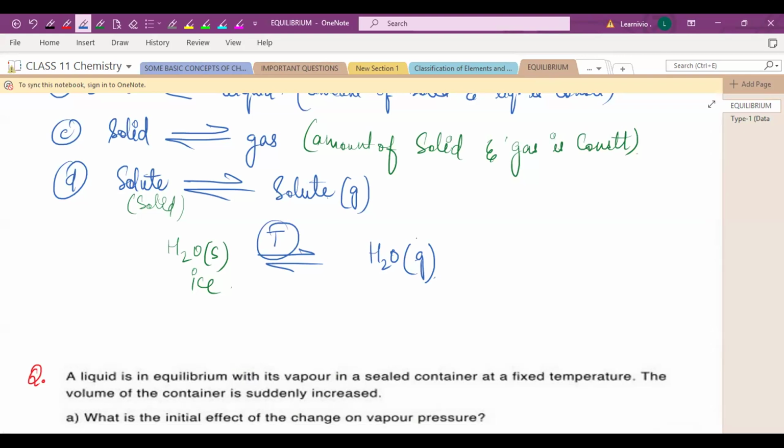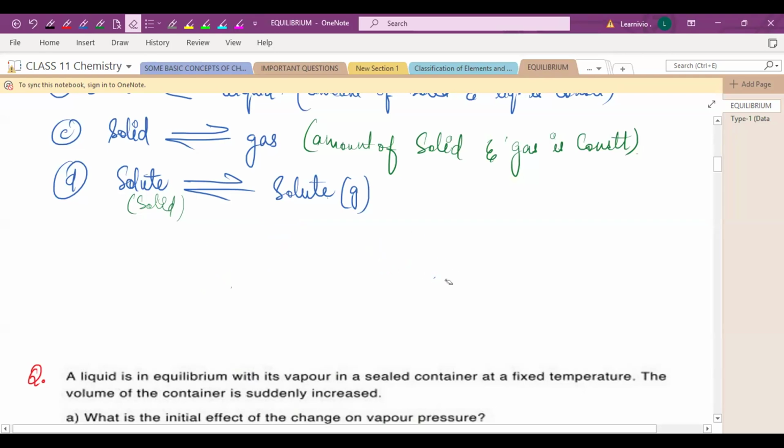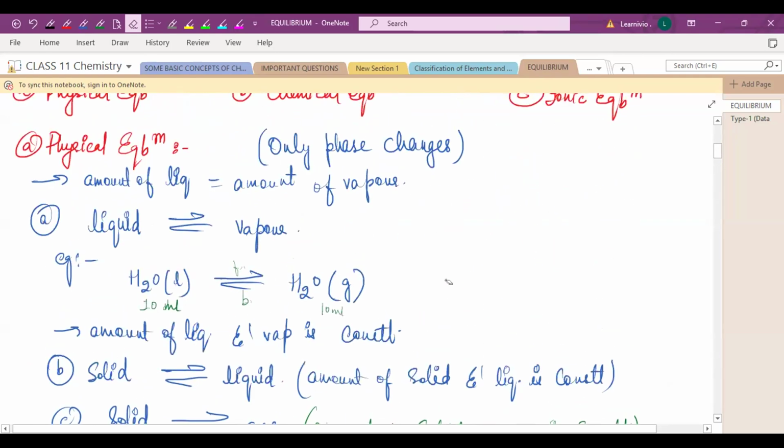Okay, ma'am. Only we have to see the physical state. What is equilibrium? Physical equilibrium. So in physical equilibrium, only the phase changes. The amount will be as it is. Whatever amount you are taking in the reaction, it will be as it is. The amount of your reactant is equal to the amount of the product. It will not change in a physical equilibrium. Okay, Zunaira? Yes, okay, ma'am. Thank you.